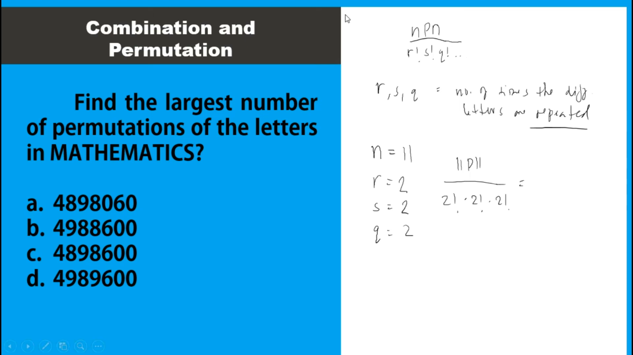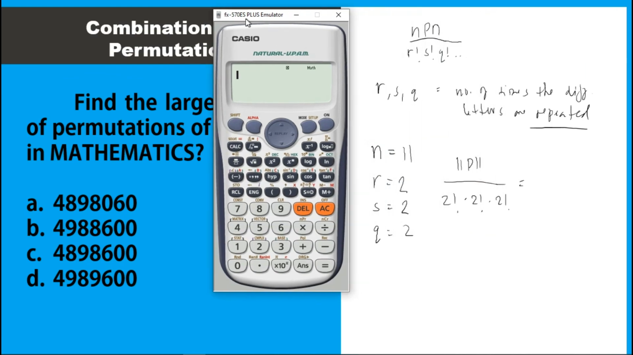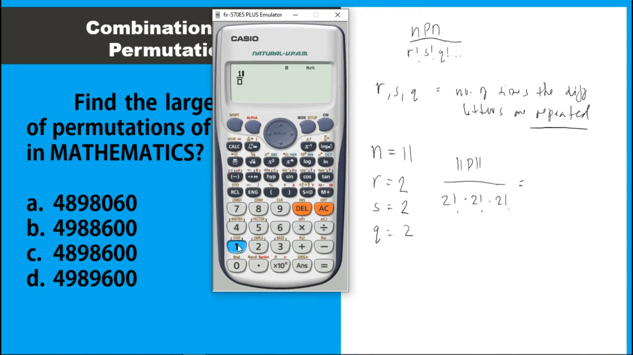So we have 11P11 over 2 factorial times 2 factorial times 2 factorial. We have 4,989,600.